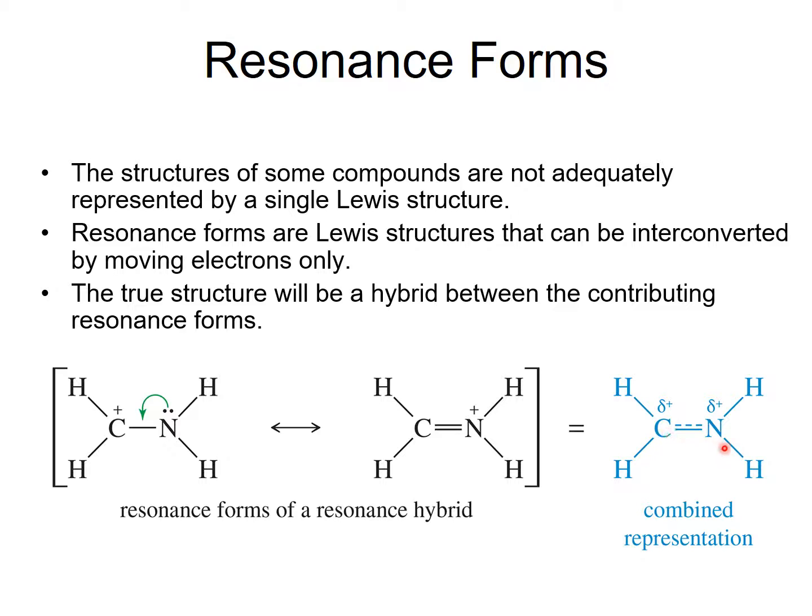The actual molecule would look something like this. It would actually have a partial double bond between the carbon and the nitrogen. You would have a partial positive charge on that carbon and a partial positive charge on that nitrogen. So this is a representation of these two resonance structures blended together.